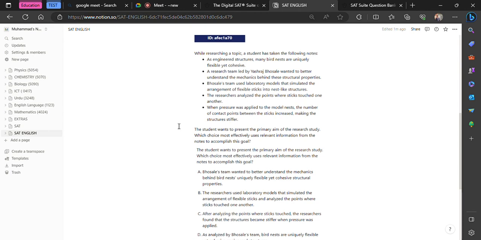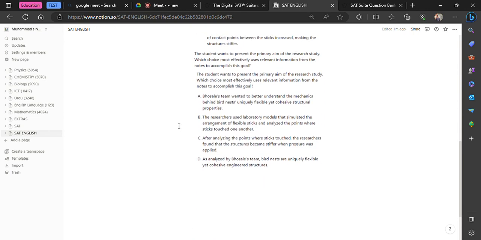Can you scroll down to C? Okay, after analyzing the points where sticks touched. That can't be the answer either because it's talking about what happened after the method. And then D, as analyzed, that's the conclusion, so it has to be A because that's giving us the aim behind the study. Exactly.